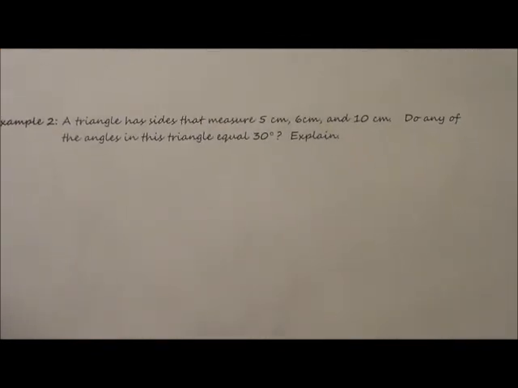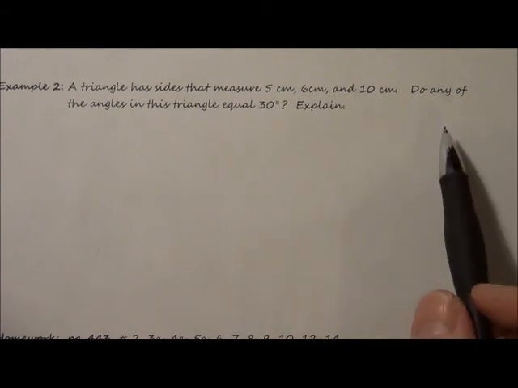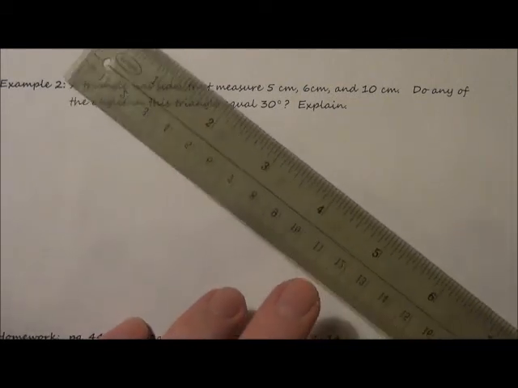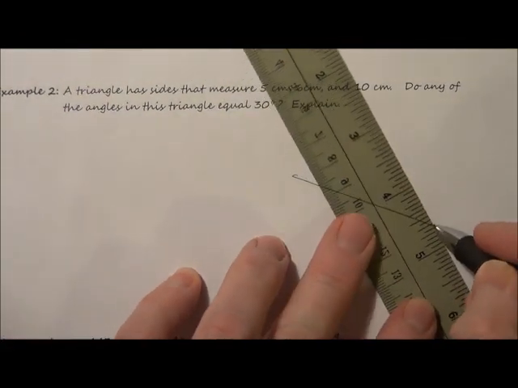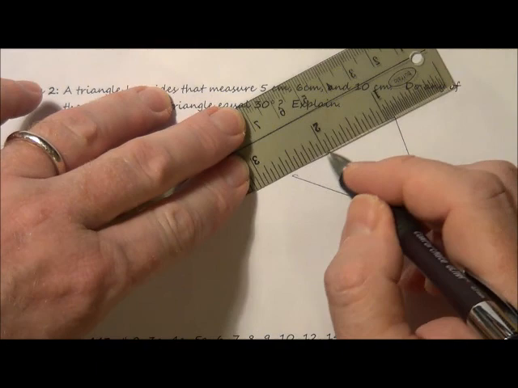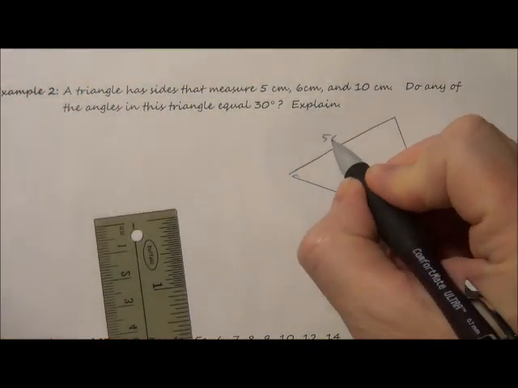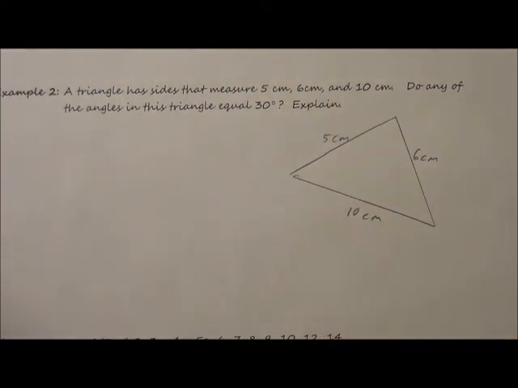Okay, example 2. A triangle has sides that measure 5 centimeters, 6 centimeters, and 10 centimeters. Do any of the angles in this triangle equal 30 degrees? Well, we know that all of the sides are different lengths, and I'm not really sure how I'll draw this, but I'll say maybe like this, and maybe like this. And I'll say that's 5 centimeters, 6 centimeters, and 10 centimeters. I didn't draw it to scale because I'm going to be doing the calculations anyway, so I'm not going to be measuring this with a protractor.